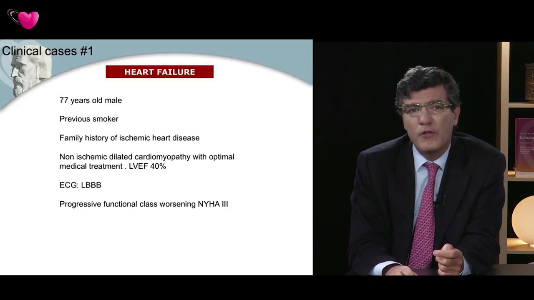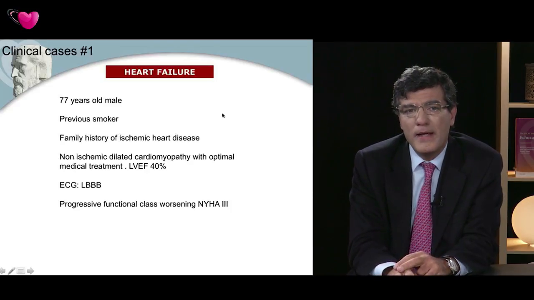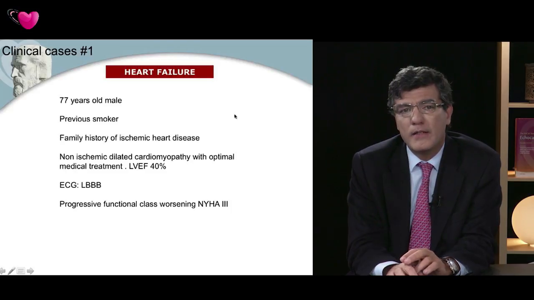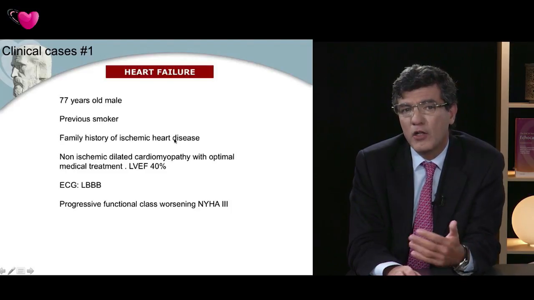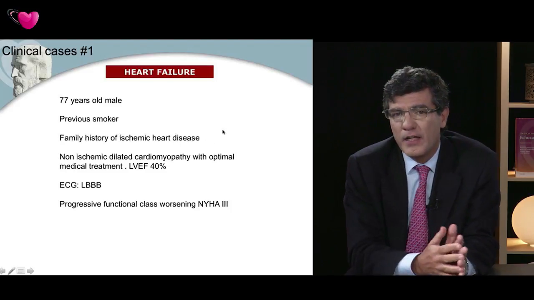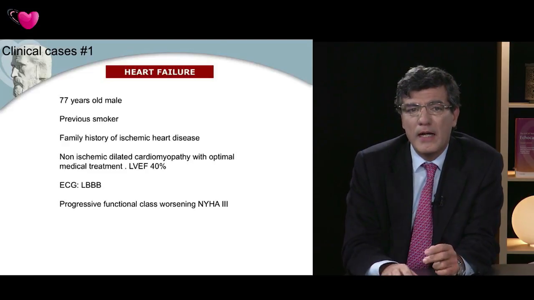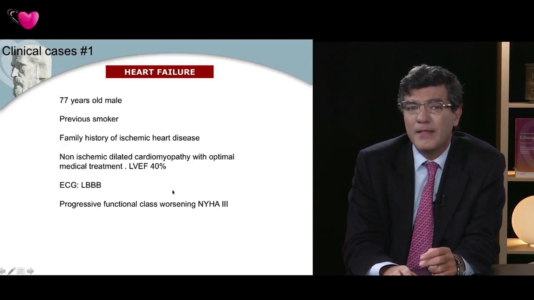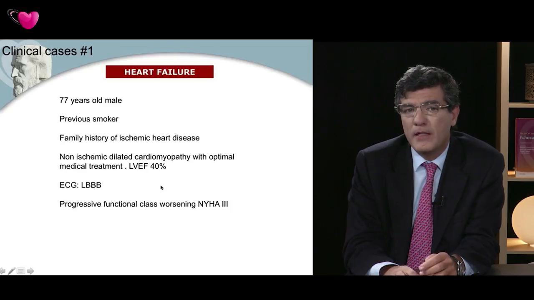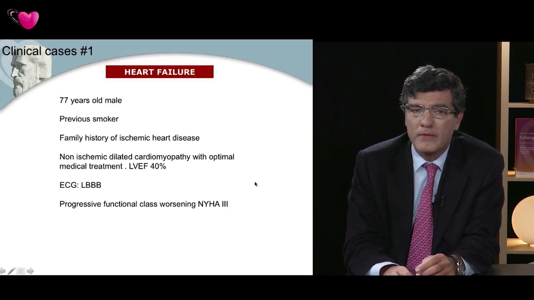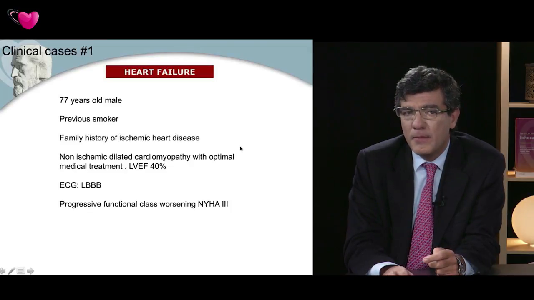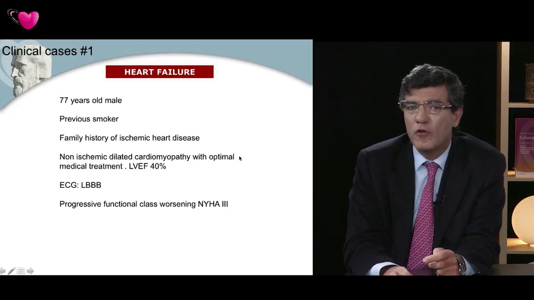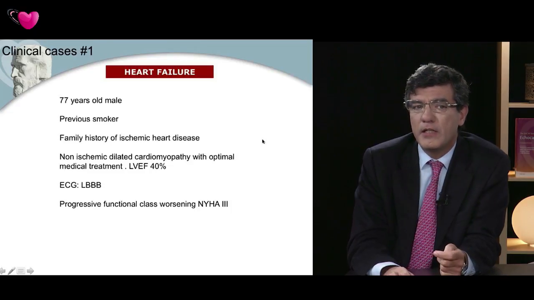So let us analyze this first patient. A 77 years old male, previous smoker. I think that it is also relevant to know that the patient had a previous ischemic heart disease, so it's a lot of information in stratifying this patient from the clinical perspective. And the patient showed a non-ischemic dilated cardiomyopathy with optimal medical treatment. The ejection fraction was 40%. LBBB in the ECG. And this means that we should, according to guidelines, clearly estimate what is the ejection fraction for the decision of CRT, for example, in such patients.